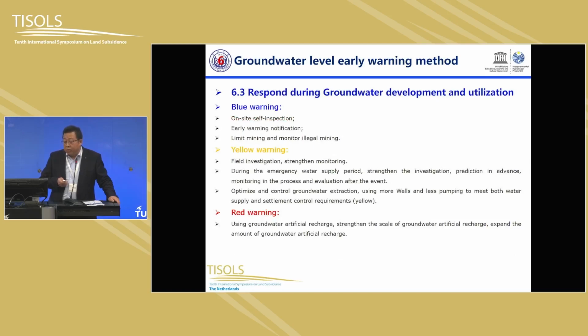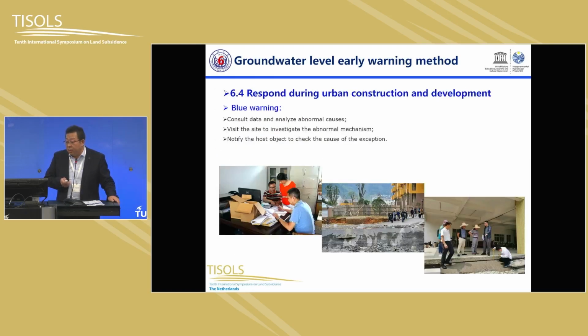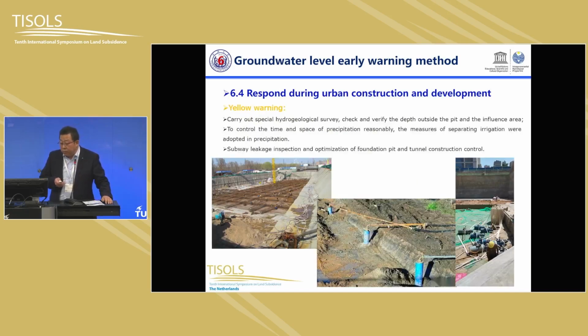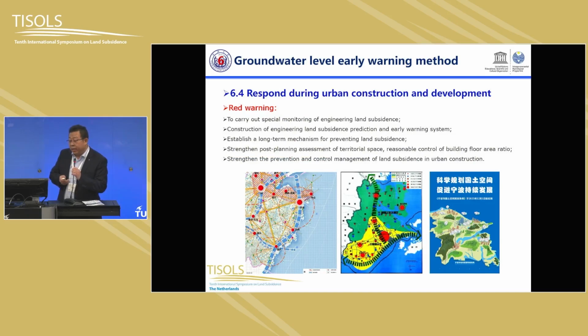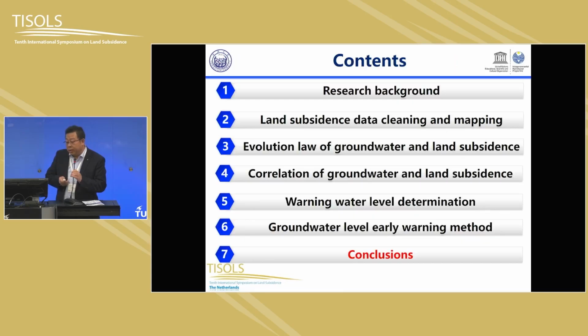We focus on the three values. We have measures, and the measures are different. For example, for urban construction and development, if we have a blue warning, we have measures such as investigation and notification. For the yellow one, we will use some technical measures to control the groundwater pumping, to control the foundation plate dewatering, to control the artificial works. And for the red one, we can change the urban planning and try to control the density of the buildings.